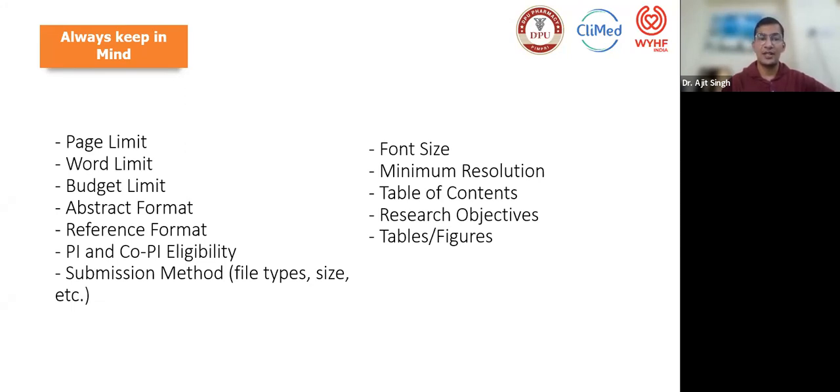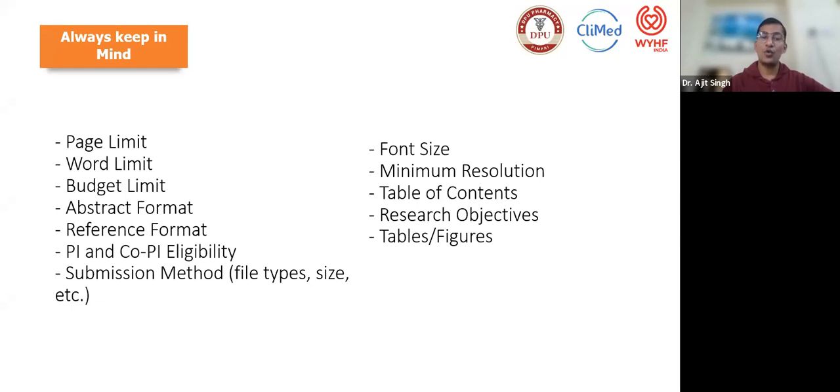Then reference formatting, they usually ask what type of reference formatting they want, Vancouver style or Harvard style or AMA style or anything they write. So read that, stick to that. Reference format should be standard. If they have not given the reference format, you should always go for Harvard, AMA, or Vancouver, because those are the standard referencing styles.